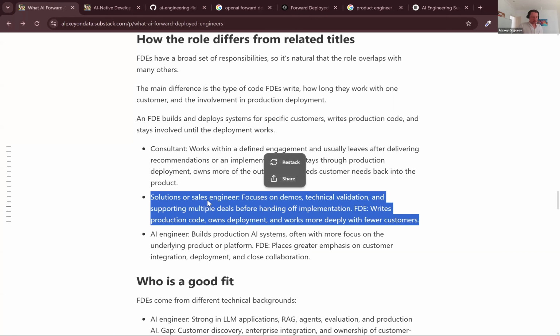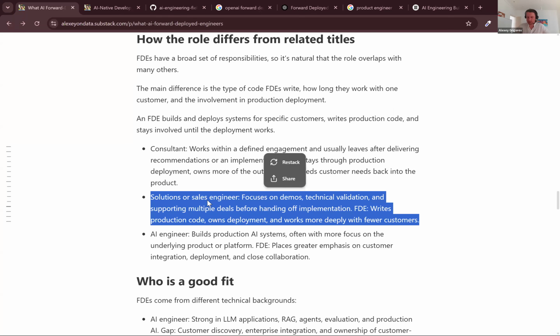Solution sales engineers focus on demos. Let's say I'm considering Snowflake, and what Snowflake can give me is a person who will come and explain how I should use Snowflake. They will probably help me do a quick demo with my data, and then they sell Snowflake to me, and then they disappear, right?